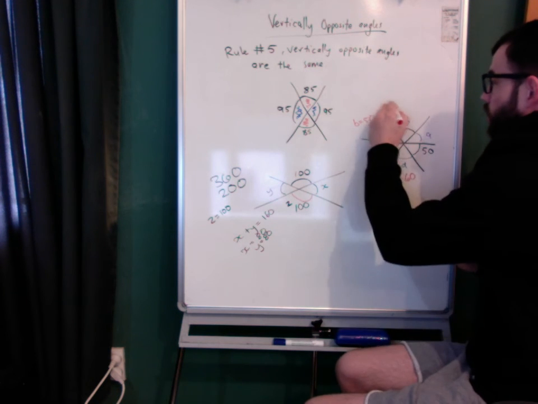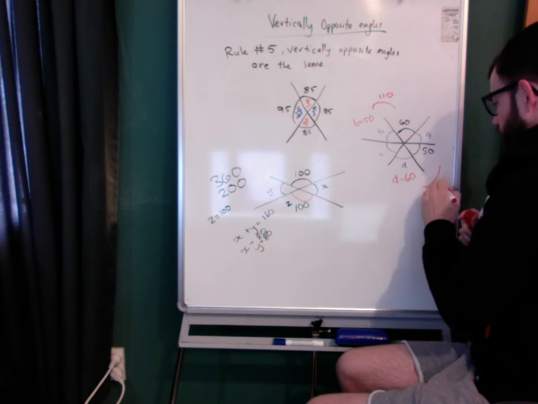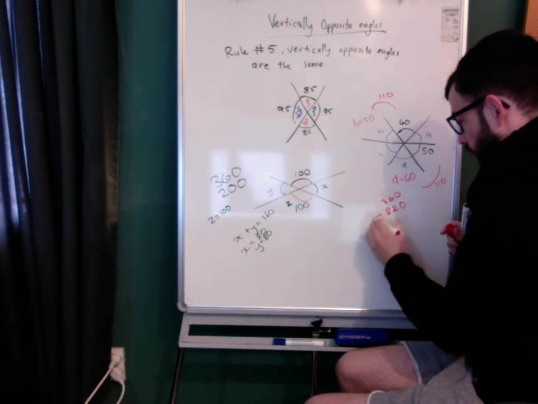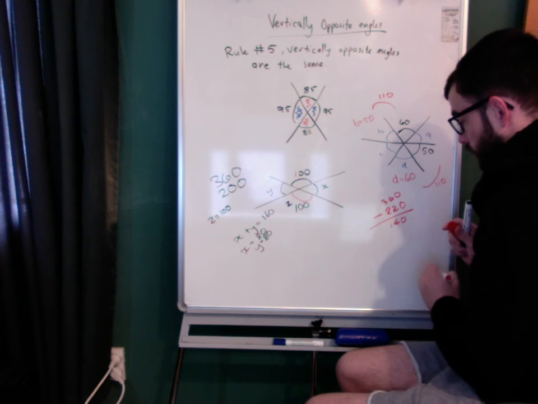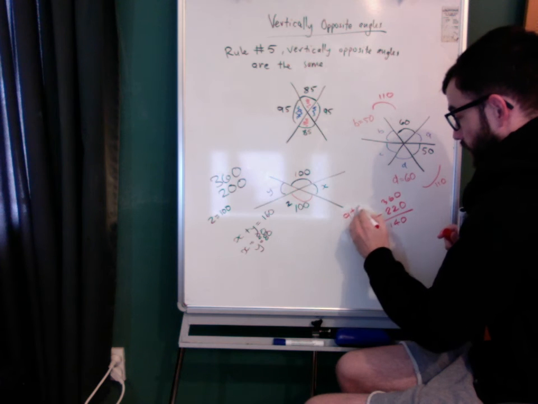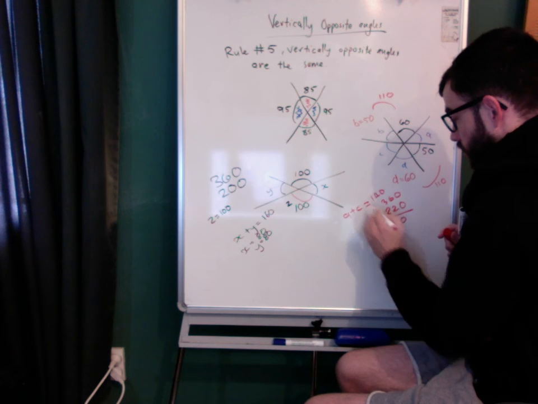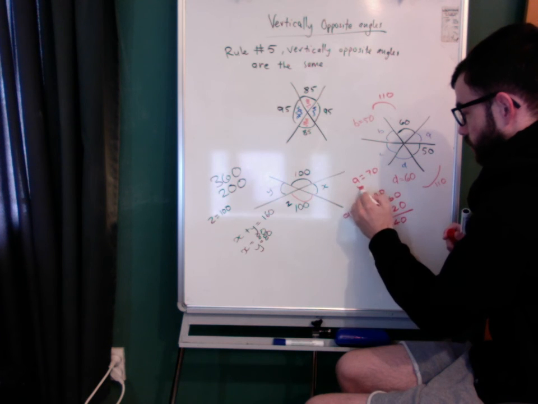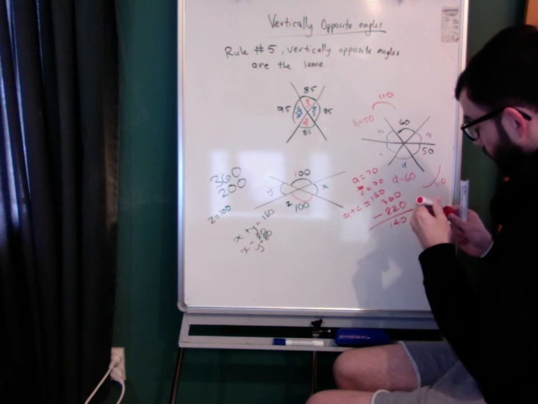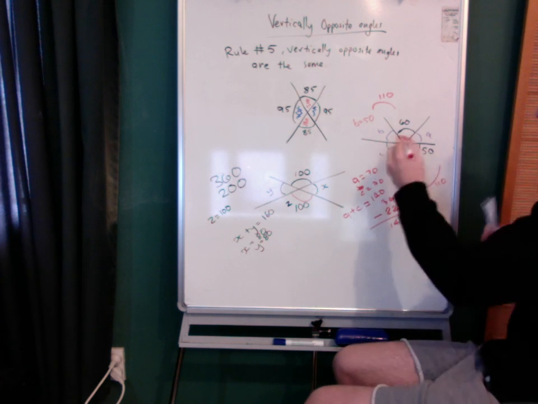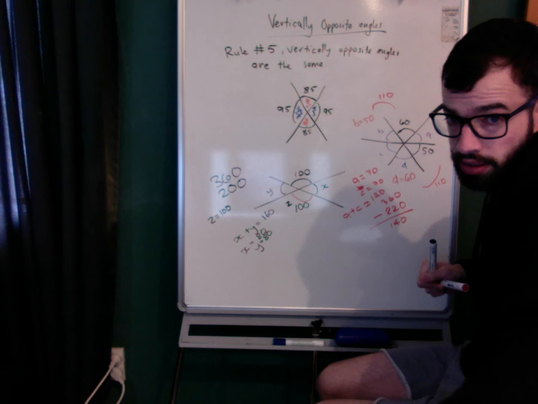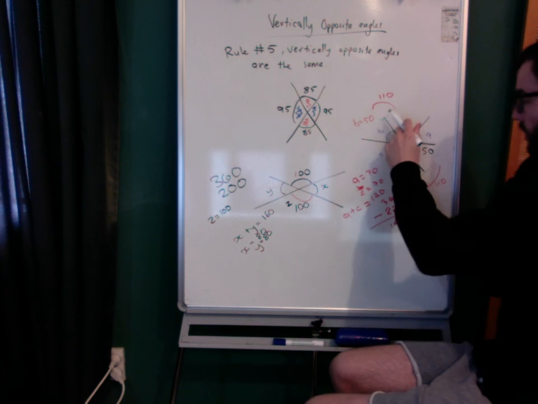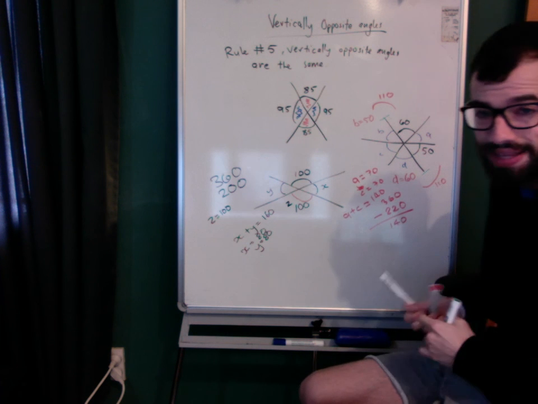If we add it together, these two together make 110, and these two together make 110, which makes 220. 360 minus 220 leaves us with 140, which means that A plus C equals 140. So if we divide them equally, A is going to equal 70, and C is going to equal 70. And we can even check that. If we think angles on a line, this is all one line. 60 plus 50 is 110, which means that A is going to be 70.